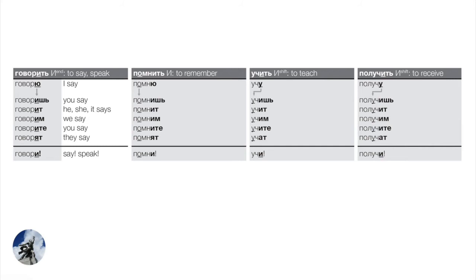So finally, we have получить, right? Another verb that happens to have a stem ending in ч, right? Which can't mutate any further. So it doesn't, right? That gives us получу, получишь, получит, получим, получите, получат.